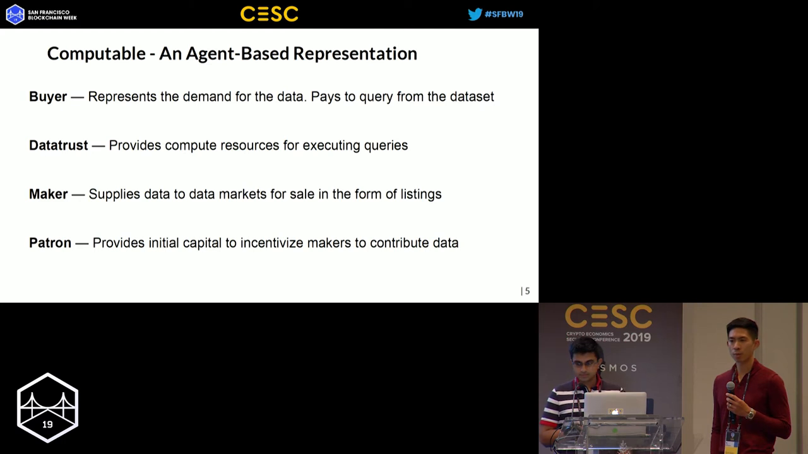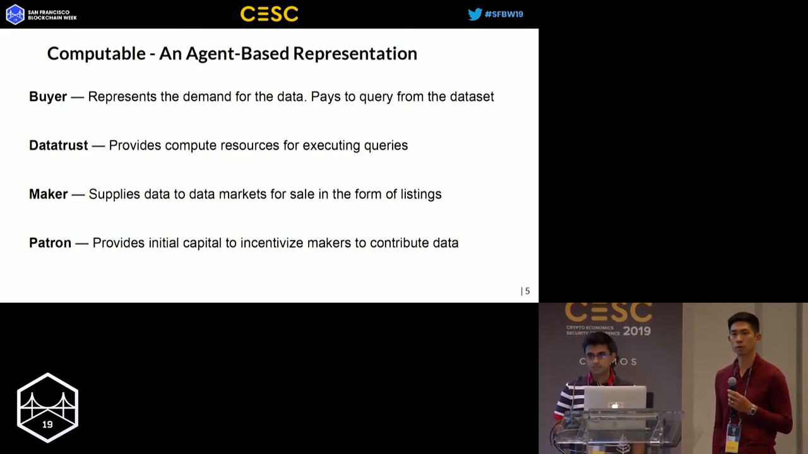So, to recap what Bart said, here are the four different types of agents that we've tried to model in the system. We have buyers that represent the demand for the data set. Remember, buyers pay query revenue to access data from the data market. We have data trust agents that provide the compute resources for executing queries. We have makers that are the owners of the data, and they supply the data to the market in order to collect a share of the revenues from the queries. And we have patrons that help to bootstrap the data market by providing initial capital, and therefore incentivizing makers to contribute data in the first place.